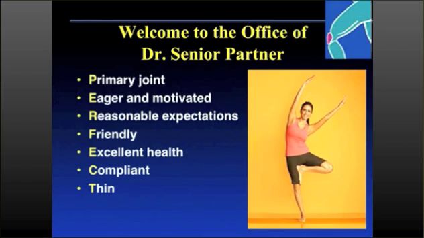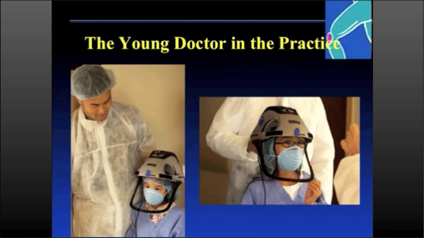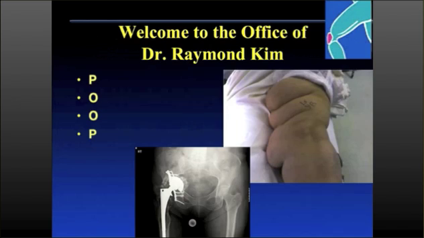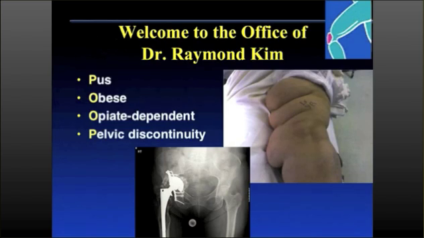Just a quick survey here. How many of you would consider yourselves senior partners within your groups, by a show of hands? Okay. So this is my mnemonic for the types of patients that will commonly show up to the senior partners' practice. This is in direct contrast to those that show up in my office, and here's my mnemonic: pus, obesity, opiate-dependent, and pelvic discontinuity.